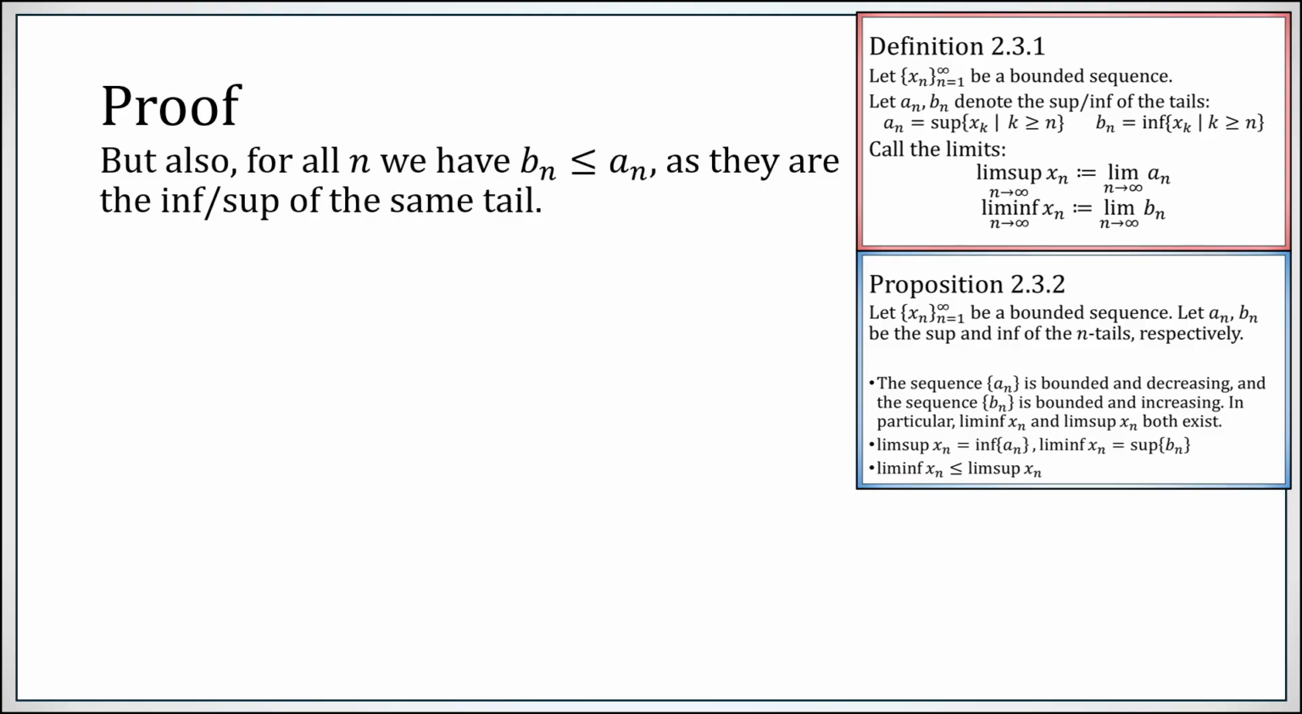But we also have the following. The inf of a tail is less than or equal to the sup of a tail. Therefore, bn is always less than or equal to an. So the bn's are getting larger, the an's are getting smaller, but we always have this inequality between them.